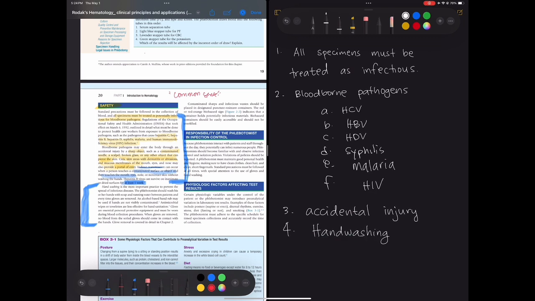Hand washing, which is the most important practice to prevent the spread of infection. Now, ideally, the phlebotomist should wash their hands with soap and running water between patients, and every time gloves are removed. Okay? Alcohol-based rub may be used if not visibly contaminated. So if your hands are bloody, then of course you need to wash your hands. And next, we use the gloves.